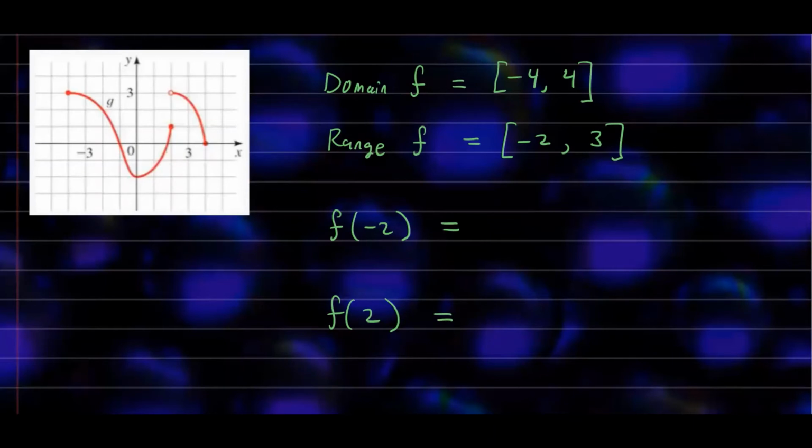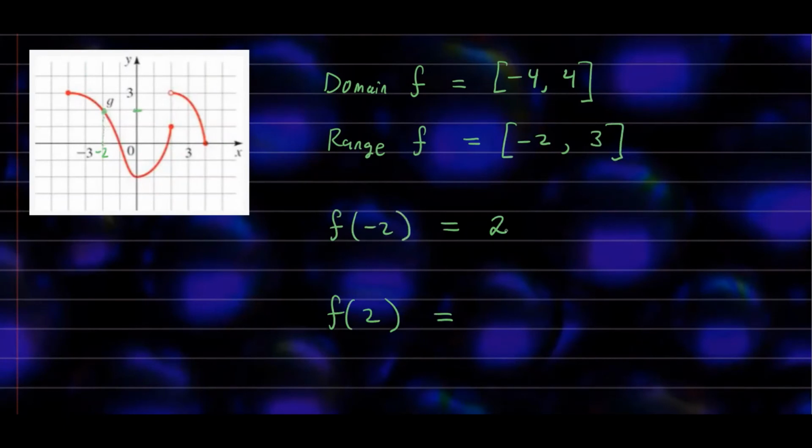So x equals -2, that's right here. So we look at the height, it stops right here. So this is probably 2. So the function value of -2 is 2.